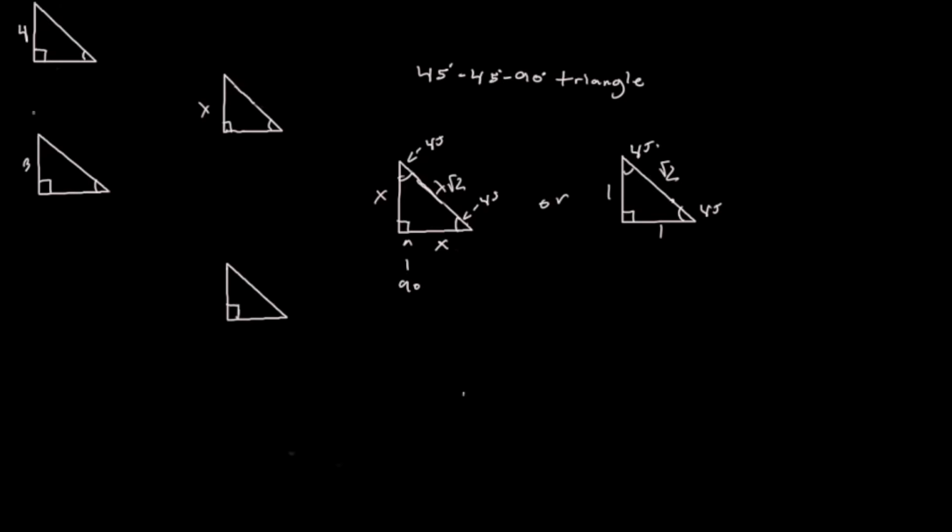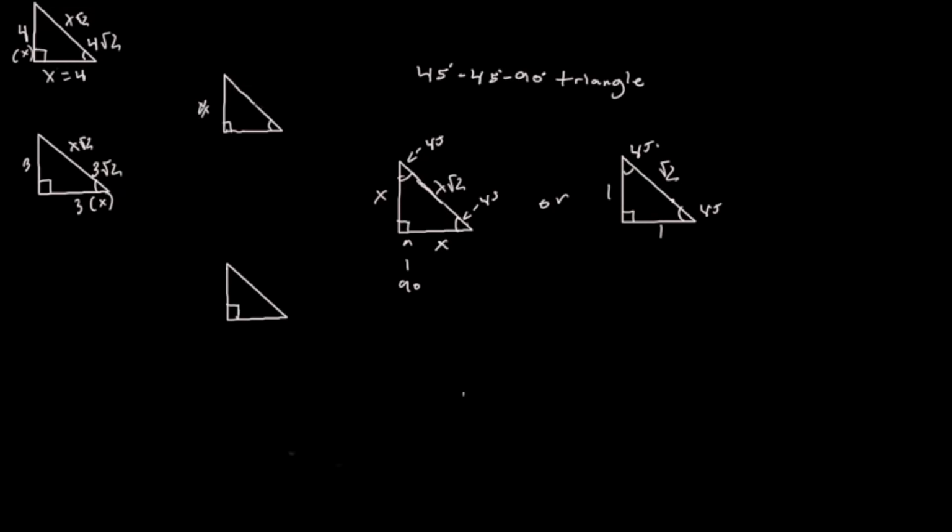So we'll start out here. You're given one of the legs. Since you know that this is x and this is x, you know this is 4. And since you know this is x root 2, you know this is 4 root 2. So that's really easy. And the same thing applies here. Since you know that's 3, you know this is 3 because this has to be x. And since it's x root 2 up here, you know this is 3 root 2.